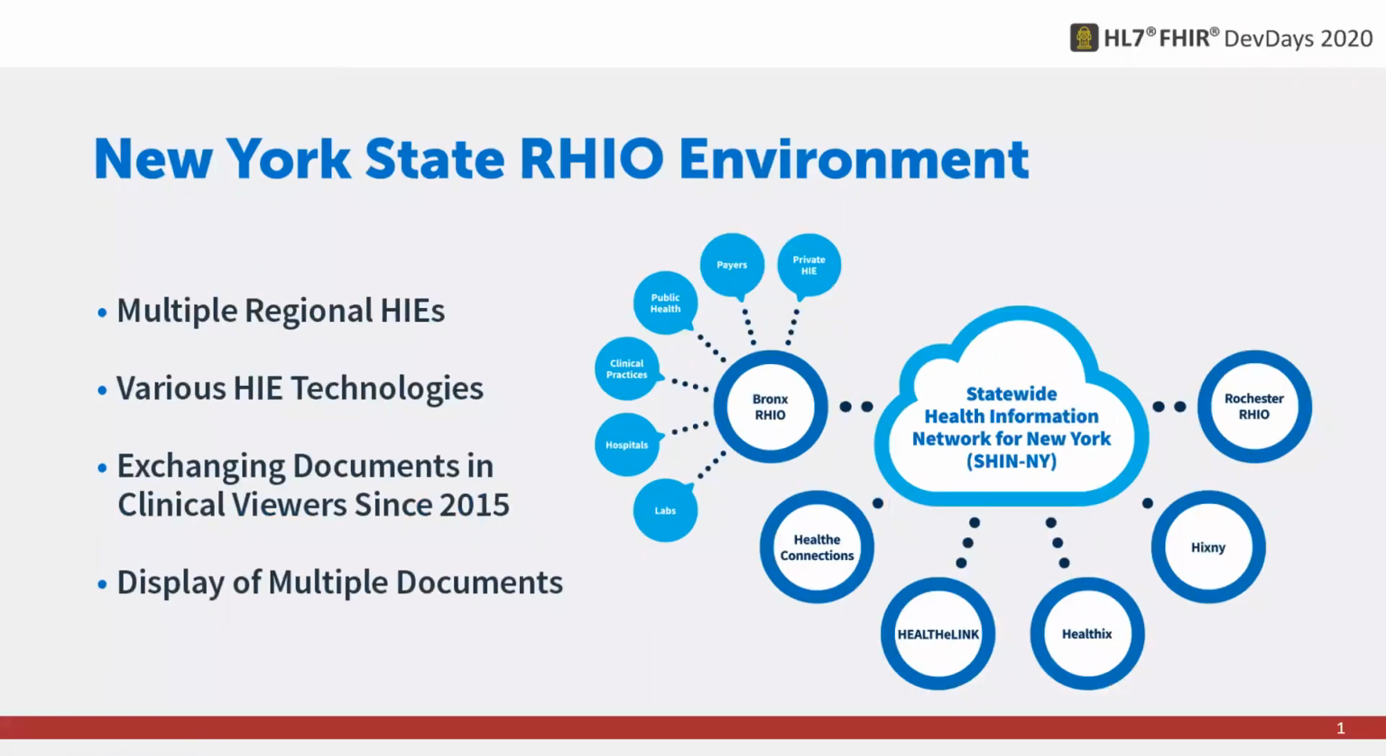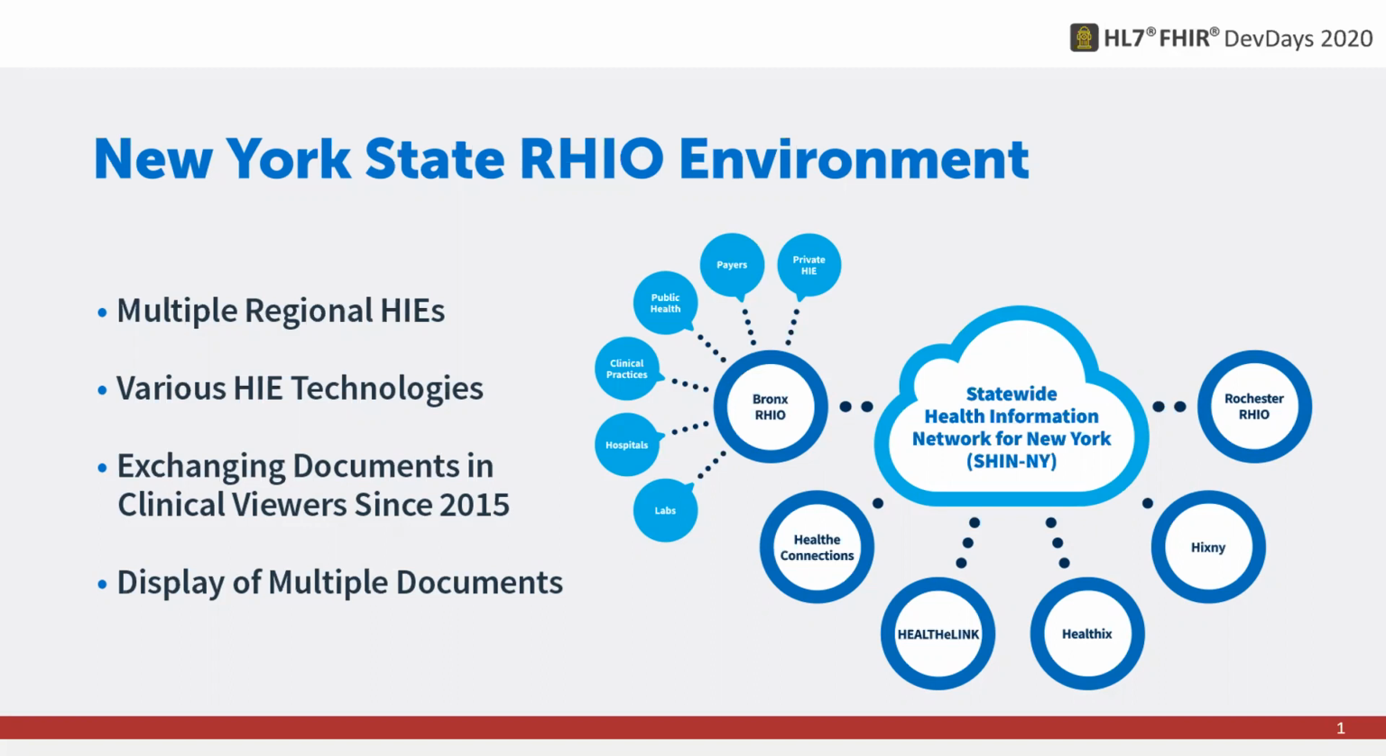The SHIN-NY consists of multiple RHIOs for health information exchange. These RHIOs are independent and utilize various technologies to support their regional HIE initiatives. We have implemented the IHE Cross-Community Access, or XCA, for exchange of documents between the RHIOs.